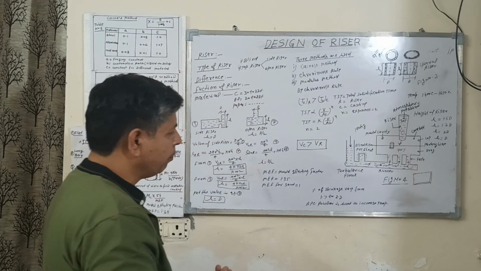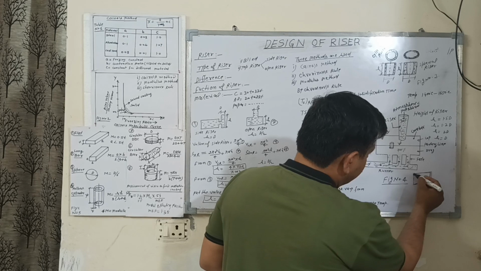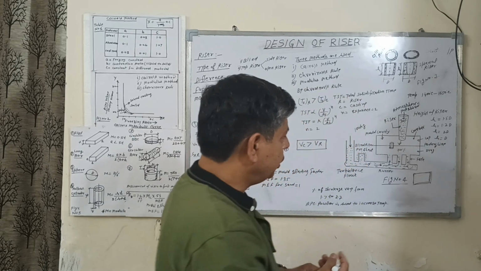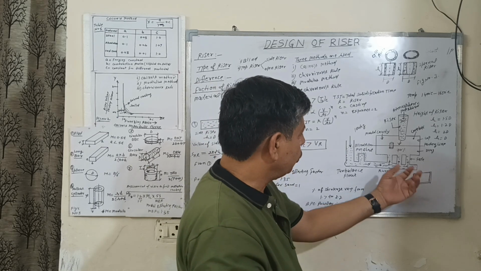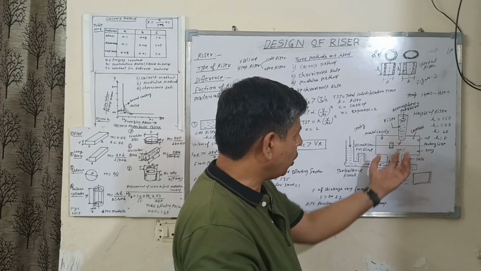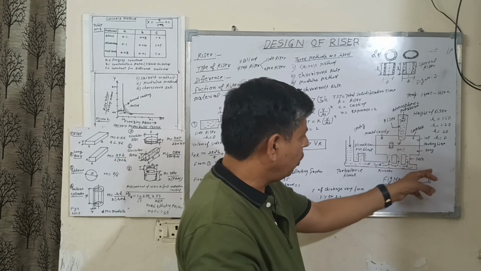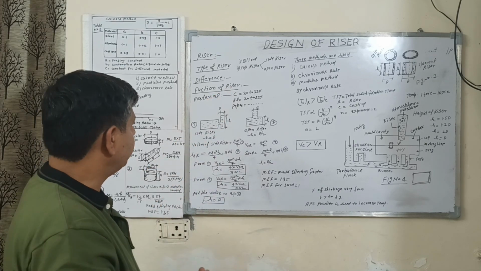Number three, due to the decrease in the dimension of the component, some shrinkage is also produced on the surface of the component. So the riser plays a very important role in controlling the shrinkage on the surface of the components. These are the functions of the riser.